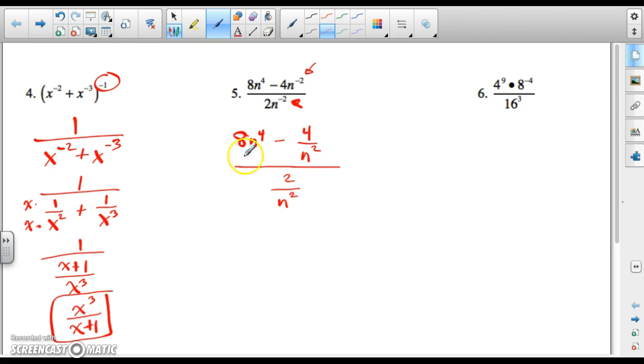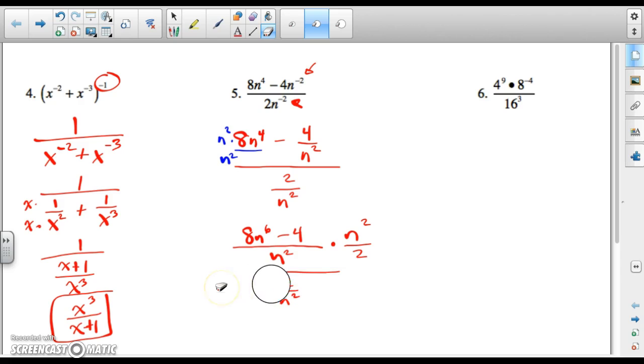We just think, well, here we have addition and subtraction of fractions, so we need common denominators. It has a denominator of n squared, so we need to multiply this by n squared on top and bottom. When we do that, we end up getting 8n to the 6th power minus 4 all over n squared, since they're common denominators, divided by 2 over n squared. Now, dividing by a fraction, as we said over here, is the same as multiplying by its reciprocal, n squared over 2.